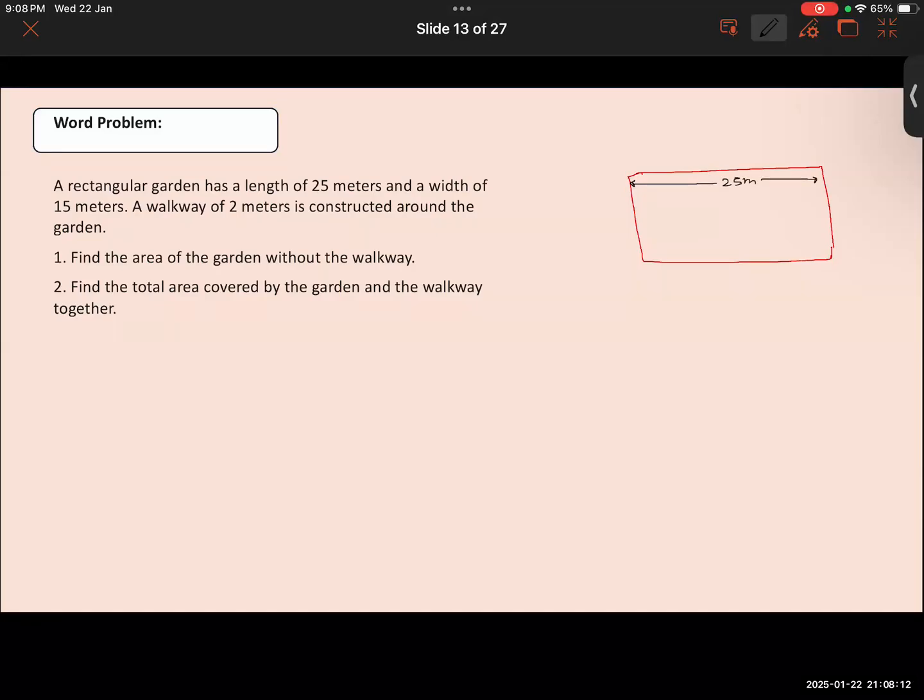And what is the breadth given here? The width is the same as the breadth. Yes, it is 15 meter. Further, the question says that a walkway of 2 meter is constructed around the garden. Walkway, you understand now? The path on which people can walk. So all around this garden, a walkway of width 2 meter is being created like this. This is equal to 2 meter, this is also 2 meter, everywhere it is 2 meter.